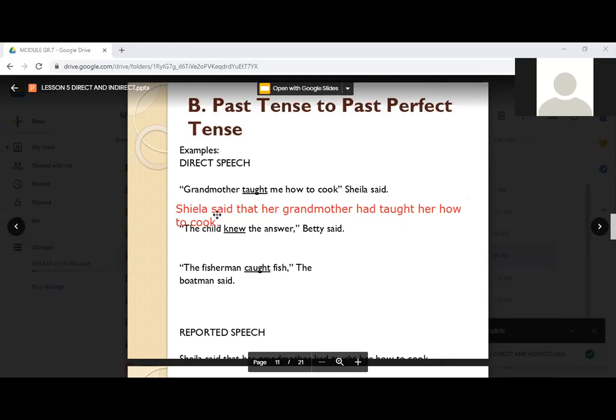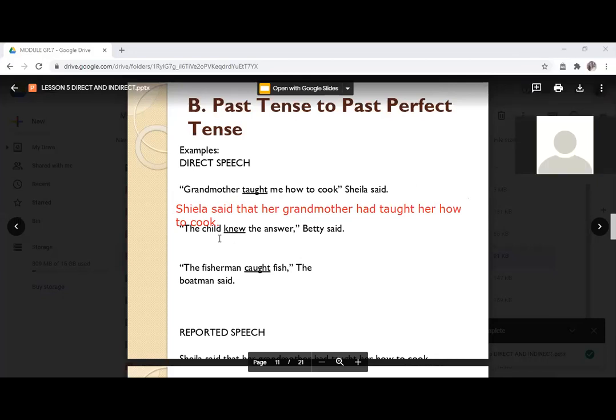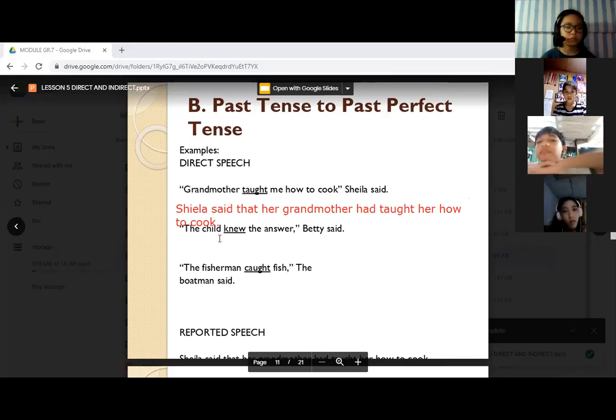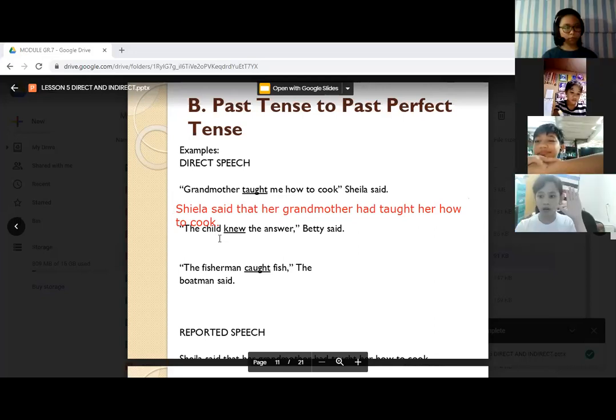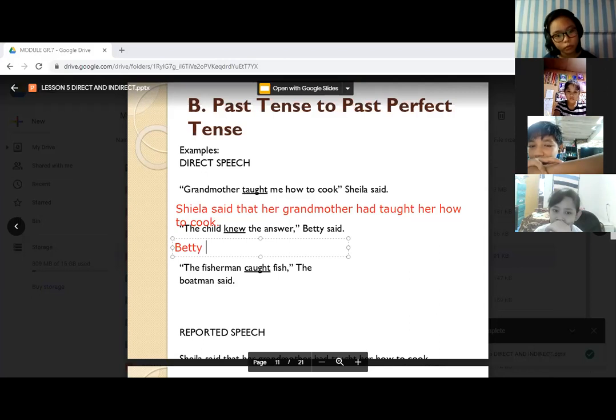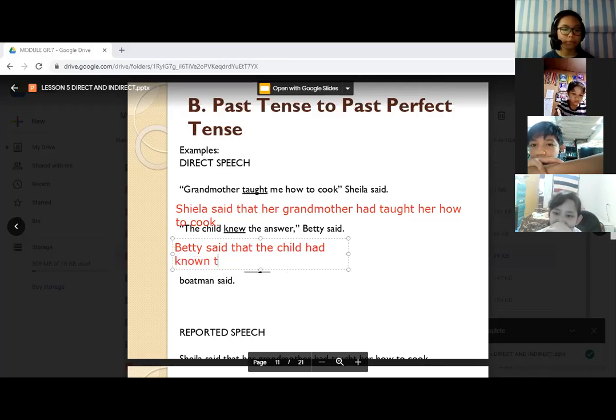Okay, who would like to answer number 2? Who wants to answer number 2? How about Francel Balondo? Number 2. The verb is already in the past tense. Knew. Okay, what is the past participle of knew? Sino yung nagmam ako po? Hindi ko makita eh. Okay, sige. Denzel. Betty said that the child had known the answer. Had known po. Very good.